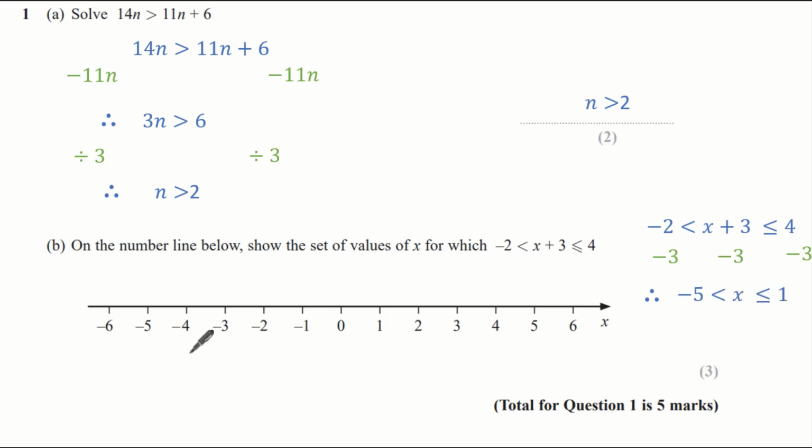Now putting this on a number line, let's identify minus 5 first. Notice how I've kept this hollow because it's less than x and it does not include x. Now let's indicate our 1. Notice how I've filled the circle in because it's equal to 1. So the range of solutions for x are in between minus 5 and 1, not including minus 5, but including 1.